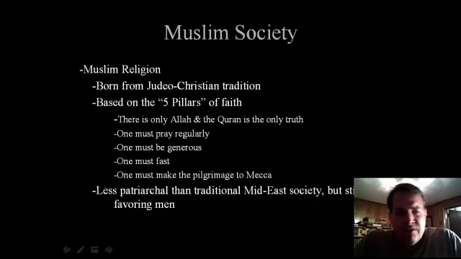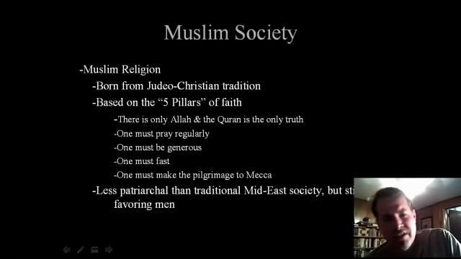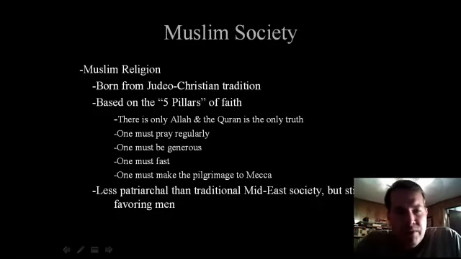Now, the core of Islamic belief are the five pillars of faith. These should sound somewhat familiar, because the very first one is that there is only Allah and the Quran is the only truth. Like the Ten Commandments, the very first thing that Muslims are taught to believe is that there is only one God and there is only one truth.